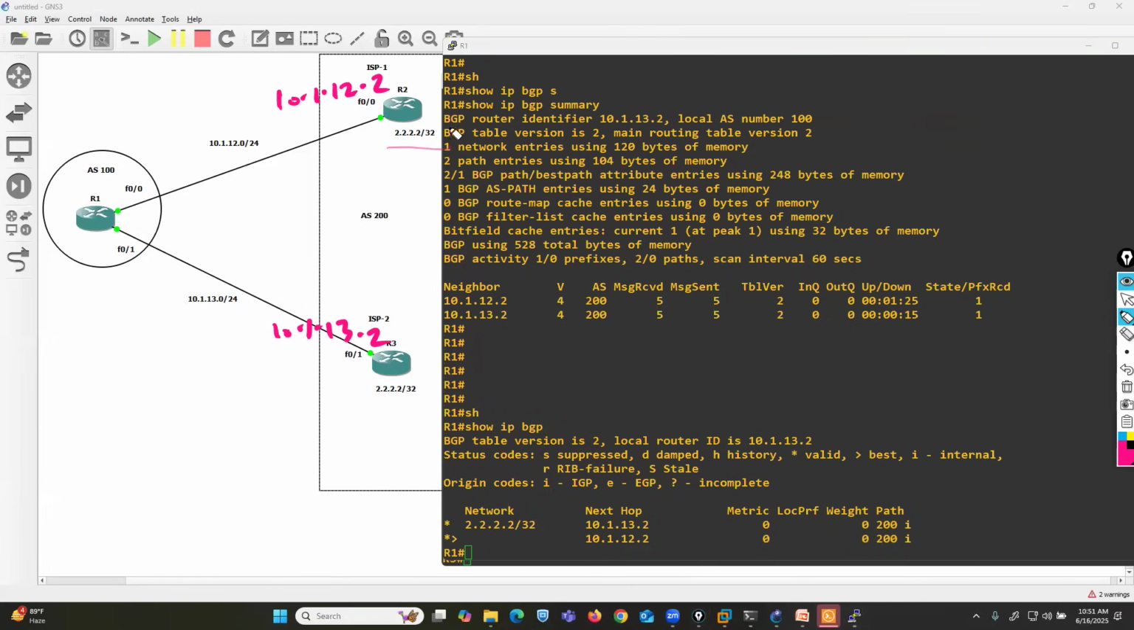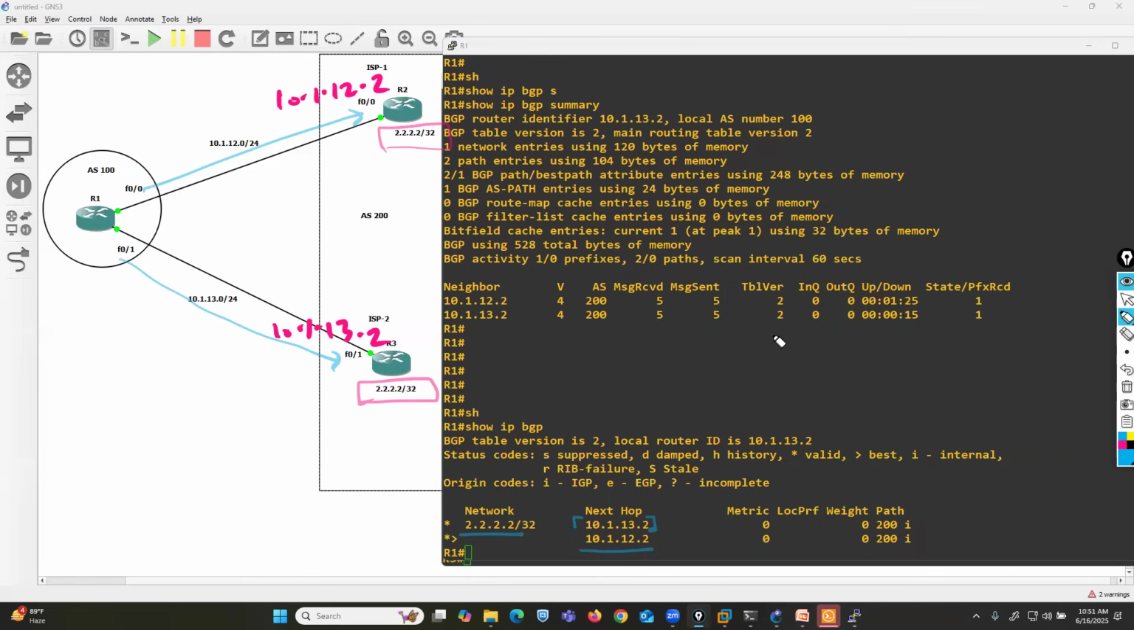For this destination 2.2.2.2, I have two routes. I'm receiving it via next hop 10.1.13.2, and I'm also receiving the same route via next hop 10.1.12.2. BGP is not using a load balancing technique. UNC, remember always, there is no load balancing concept in the BGP protocol. Load balancing we use only in RIP, OSPF, and EIGRP protocols.